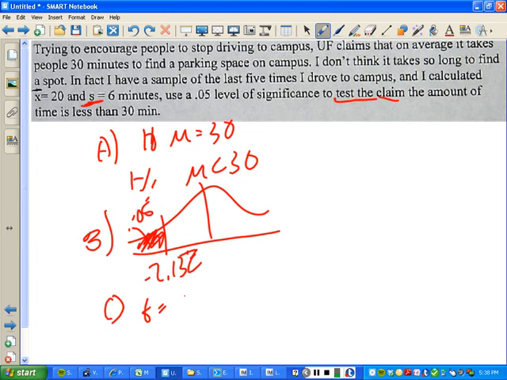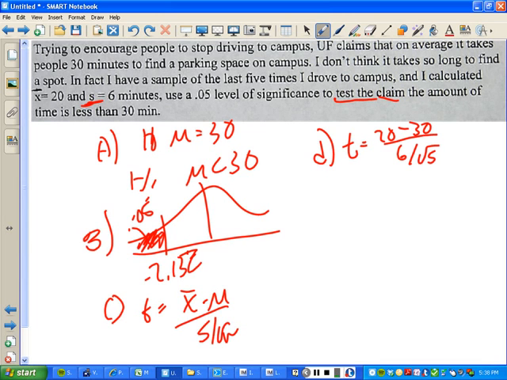Part C is t equals x bar minus mu over s divided by the square root of n. Part D, t equals 20 minus 30 divided by 6 over the square root of 5. I think you get negative 3.75? 3.73. Okay. All right, so now you plot that on your chart, negative 3.73. Well, that's reject HO still.